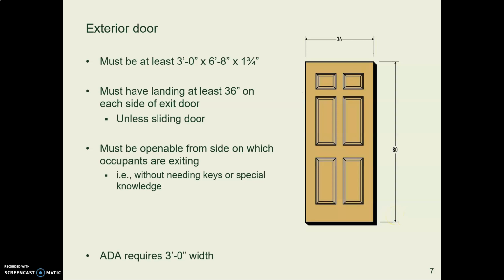So the code says that a door on the outside of your house, an exterior door, has to be at least 3 feet wide, or 36 inches wide, and at least 6 feet 8 inches tall, or 80 inches tall. This is one of the questions in our worksheet today. And I will just note as a side note, the ADA, the Americans with Disabilities Act, requires at least 3 feet wide in order for wheelchairs to get through. And if you want to design a house that can be visited by someone in a wheelchair or used by someone in a wheelchair, you should just make all the doors 3 feet wide.